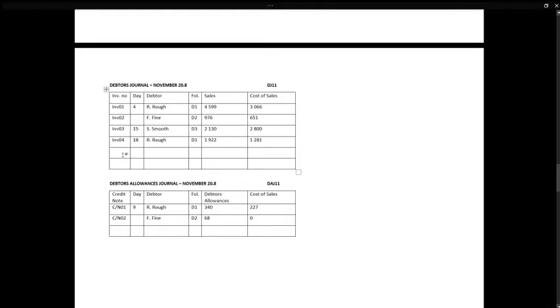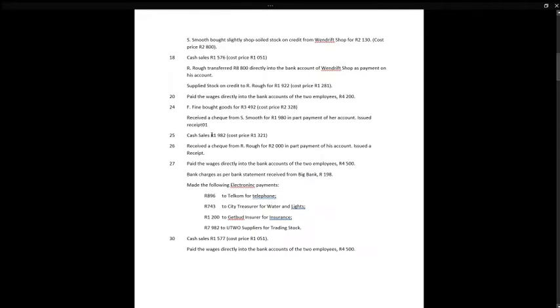Invoice number 5 will be issued to Fine. This took place on the 24th. Fine. We gave Fine a debtor's ID of D2, and the selling amount was 3,492 Rand, of which the cost price was 2,328 Rand. Right, so the next transaction took place on the 24th as well.